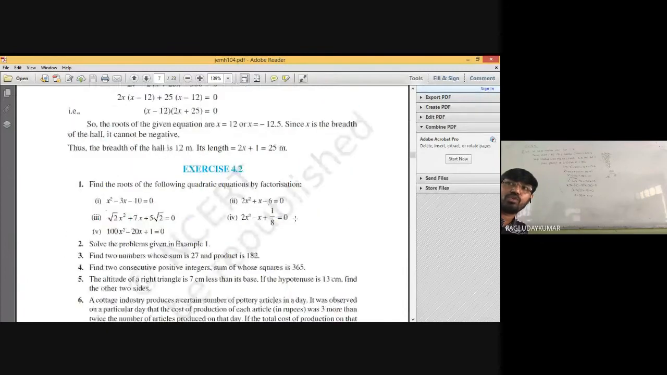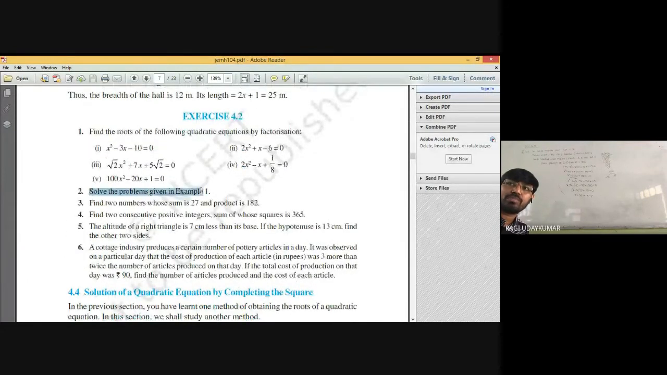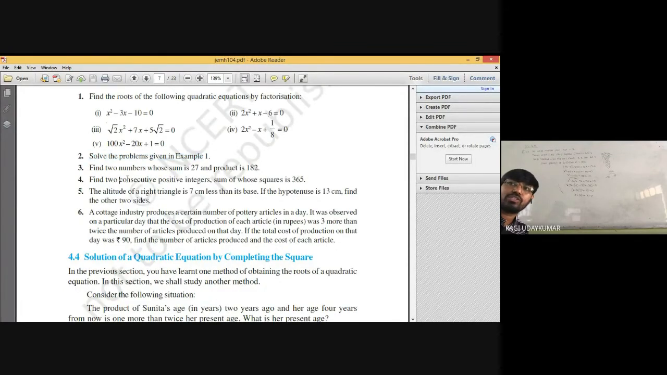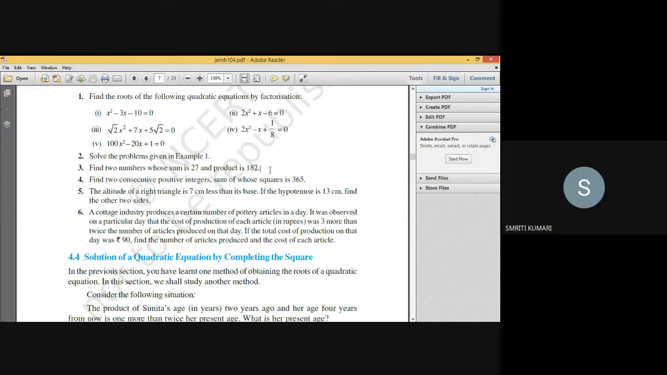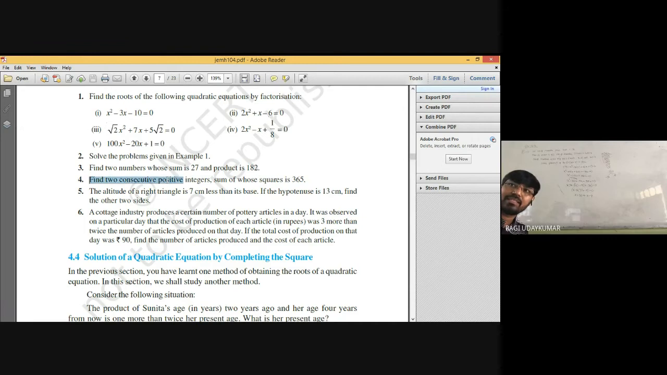We are doing exercise 4.2. In this, the question is: solve the problems given in example number 1. That's why we went there. The next question is very simple. Find the two numbers whose sum is 27 and the product is 182. If one number is x, the other number is 27 minus x, and the product should be taken as 182. We have solved it. Next: find the two consecutive positive integers, the sum of whose squares is 365, is the question.